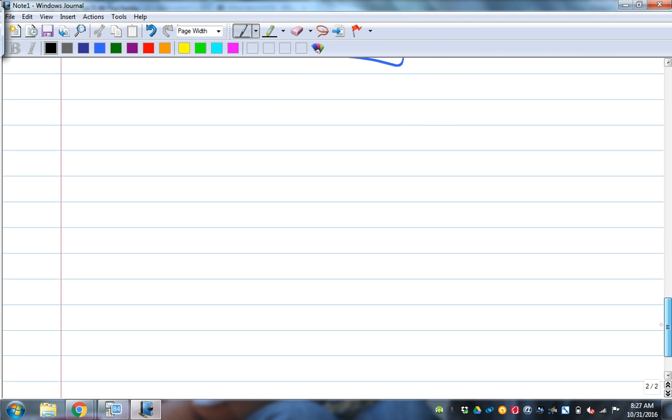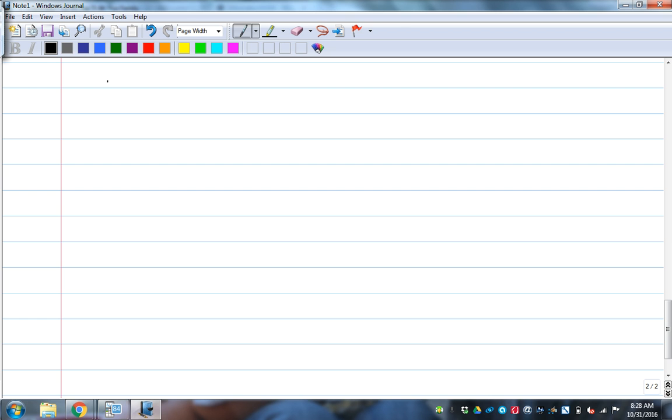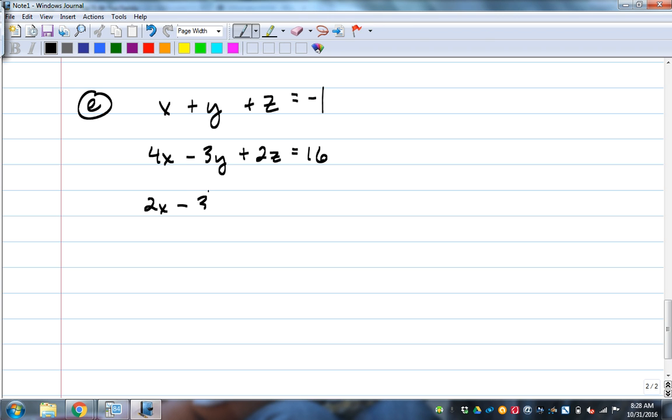Not that any of them are hard. All right, so let's look at the 3 variable system. Say we had x plus y plus z equals -1, 4x minus 3y plus 2z equals 16, and 2x minus 2y minus 3z equals 5.